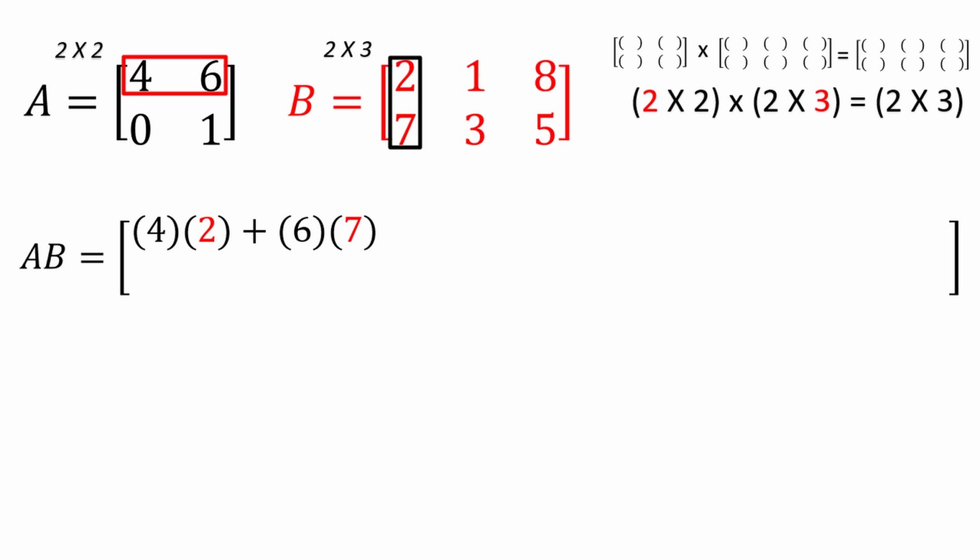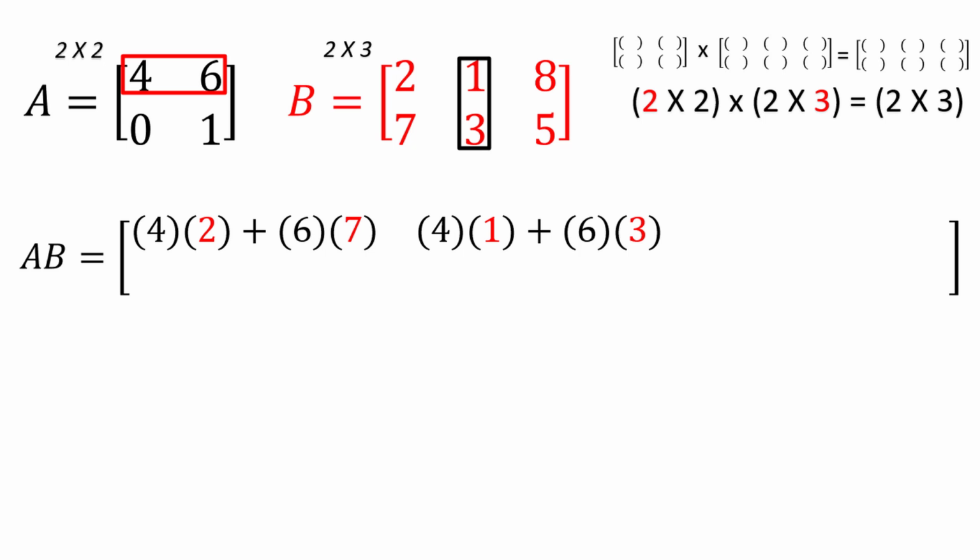I will do the actual addition later. For now, I'm just going to write everything out. Then for the next value, 1 to the right, this is still in the first row, but now this is the second column. So that means take the first row of A and multiply by the second column of matrix B. We have 4 times 1 plus 6 times 3.